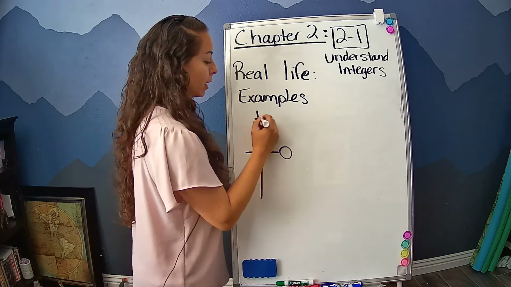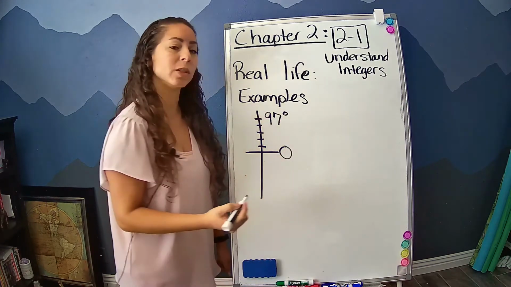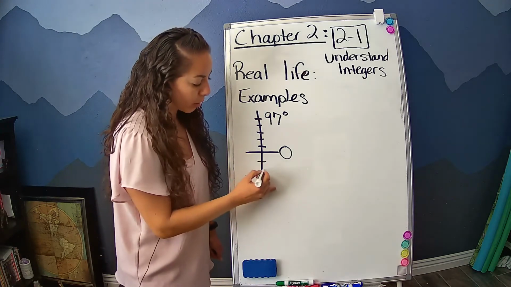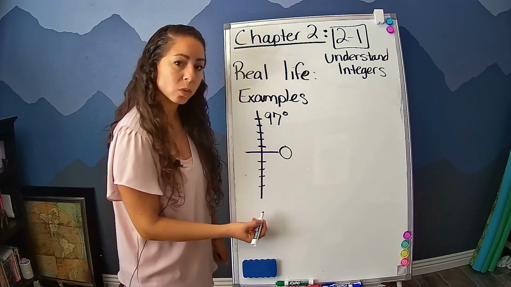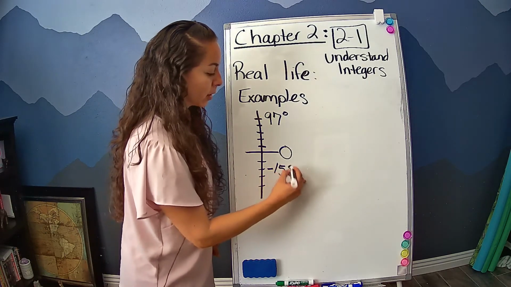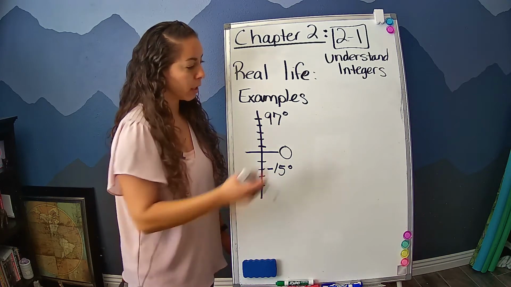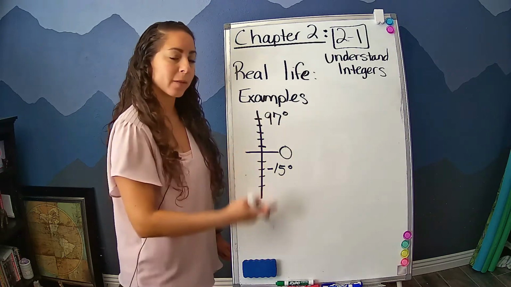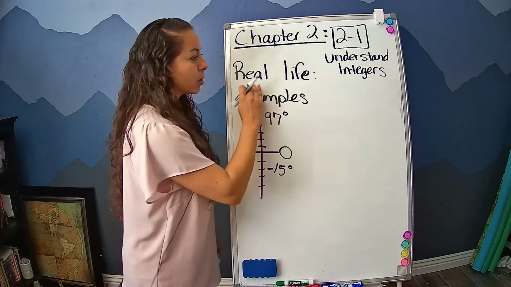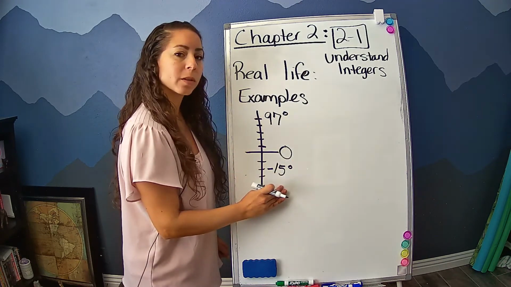For example, it is right now summertime. I think today the temperature is going to be about 97 degrees. That is very hot. If we go below the 0, these are going to be very cold temperatures. For example, maybe we have a -15 degrees. That's going to be very cold. Okay? This is an example of a number line that is vertical, meaning going up and down. But this is also a real-life example of positive numbers and negative numbers.